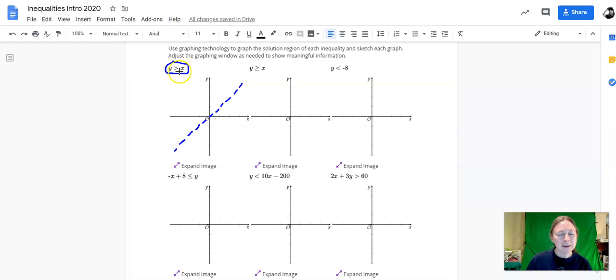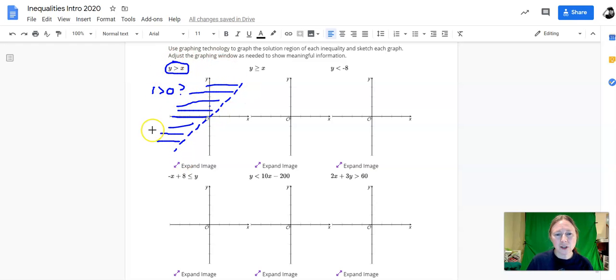There's the line. Now we have to shade in the region where y is greater than the x. So for example here, y is 1 and x is 0. Is 1 greater than 0? Yes, it is. That's true. So therefore, the area that this point is in is the area that's shaded. So you can shade in this region, and that's the solution set for y is greater than x.